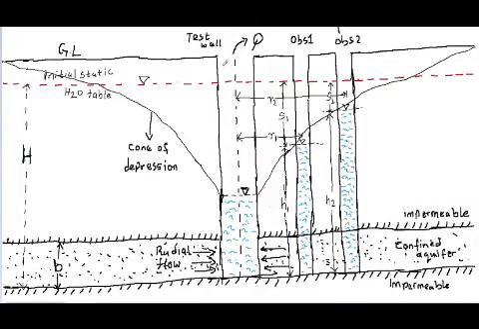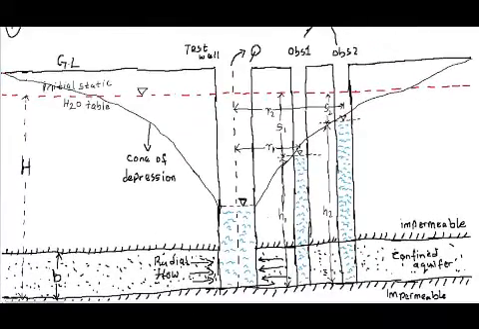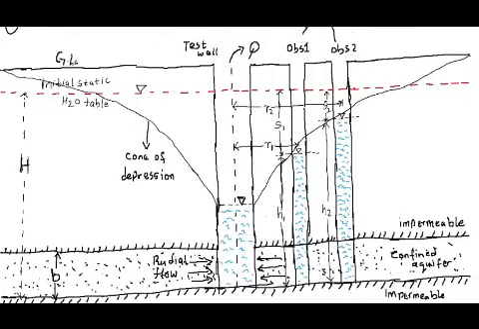This is the diagram. As you can see, we have three wells. We have the test well or the main well. We also have observation well 1 and observation well 2. The observation wells are known as piezometers. GL stands for ground level or the ground surface. The red dashed line represents the initial steady water table. The little inverted triangle stands for free surface of the water or water table.